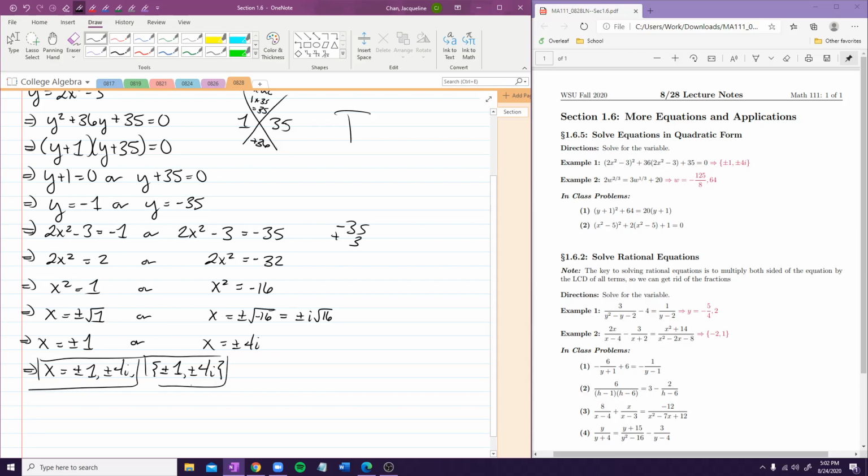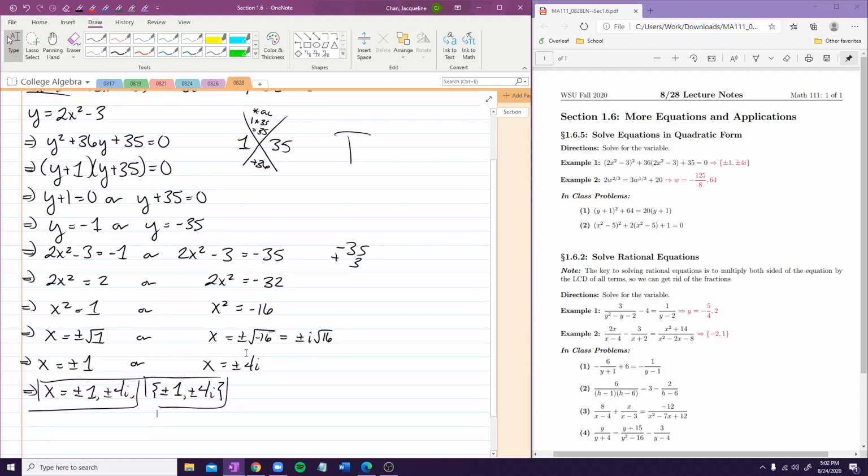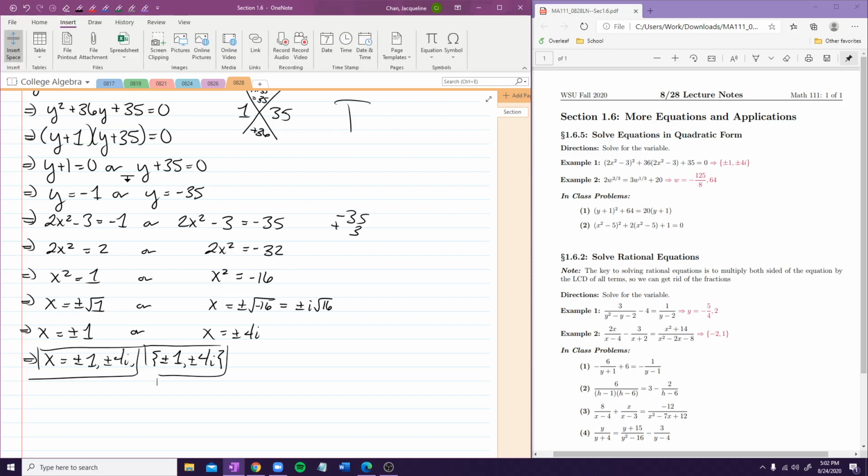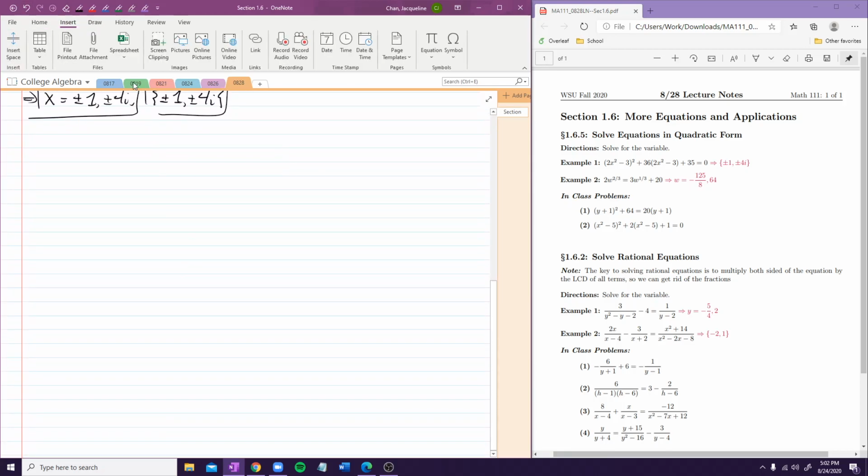And this is how you solve a quadratic equation using substitution, or where you have to substitute something before you solve. Let's do another one.